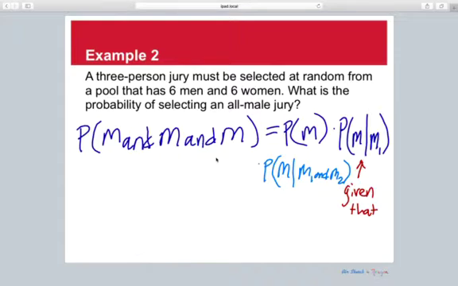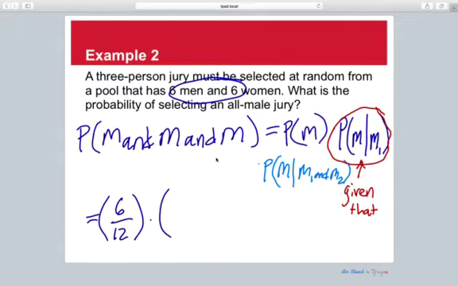All right, so let's start with the first one. What's the probability that the first person selected is male? Well, there's a total of 12 people in the jury pool, and there's 6 men, so the probability that the first one selected is male is 6 out of 12. So now we assume that the first one selected was male. And so if the first person selected was male, there are only 11 people left to be selected from, and there are only 5 males.